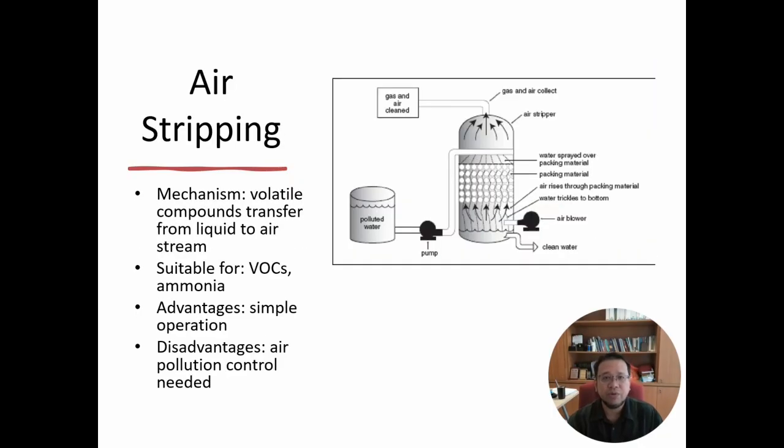Air stripping removes volatile contaminants by transferring them from the water phase to the air phase. It is commonly used for volatile organic compounds, VOCs, and ammonia. This process is simple and cost effective, but it transfers pollutants to the air. So additional air pollution control, such as activated carbon filters, may be required at the exhaust.